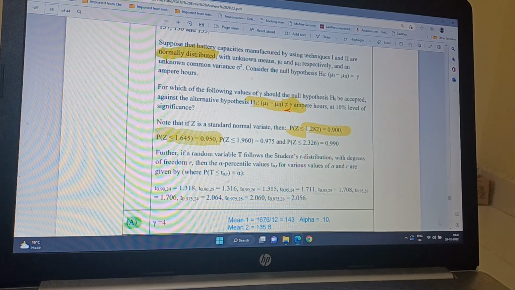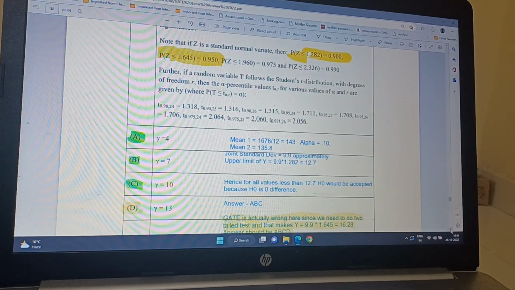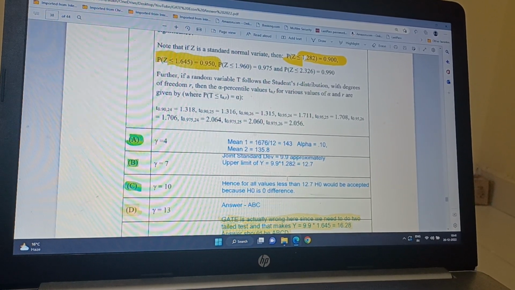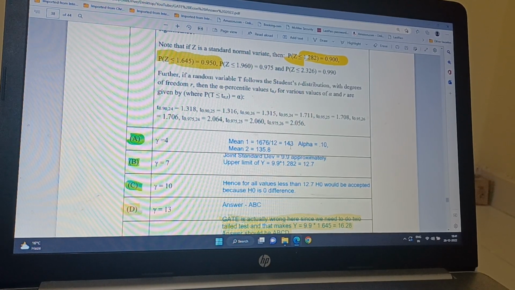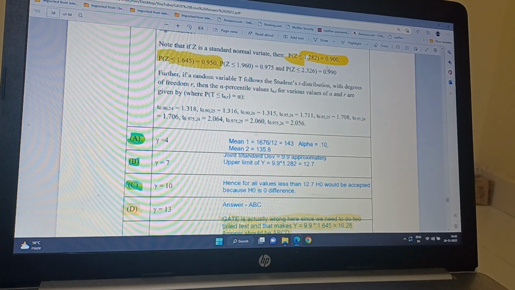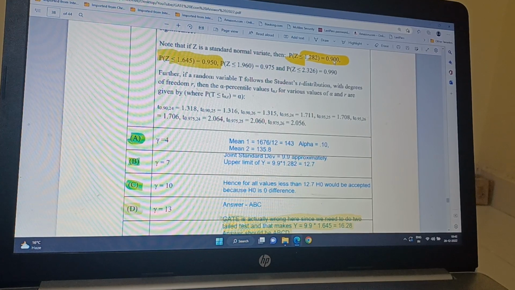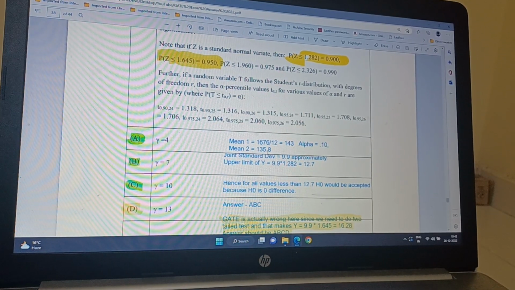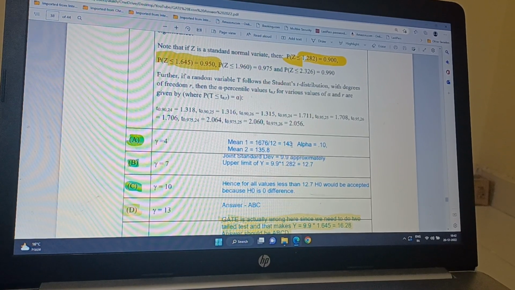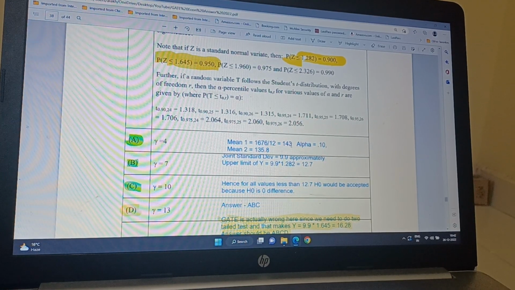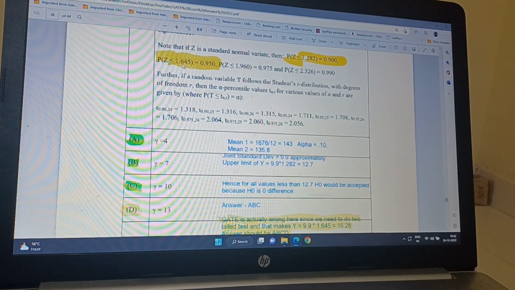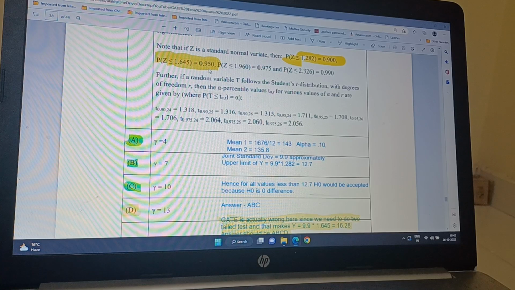Okay. So now we go down and I had calculated the mean of these 12 random variables. So the total was 1676 divided by 12 is equal to 143, and alpha is the level of significance, that is 10%, which is same as confidence level of 90%, and mean 2 is 135.8. So clearly mean 2 is less than 143, but we don't have to test that less than, we have to test not equal to. So we will use this value P(Z less than 1.645). That is what the correct answer should be.